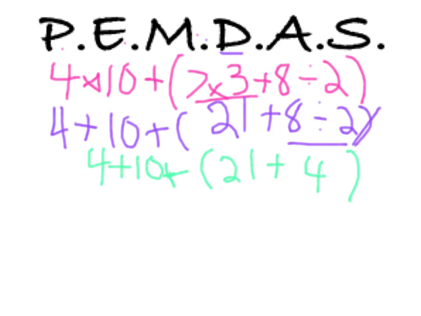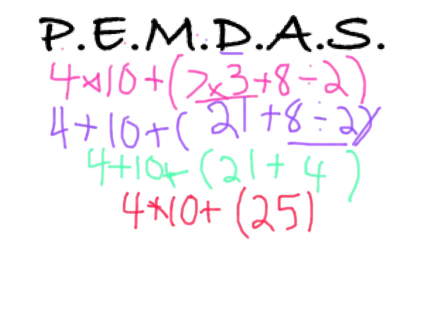Now to finish in our parentheses, we are going to do 21 plus 4, because again we're still in parentheses. So 21 plus 4 is 25. And like I said earlier, we still have to bring down everything else with it.